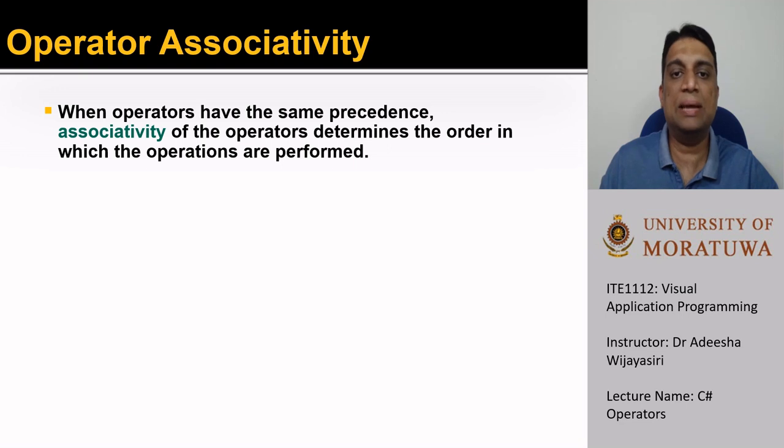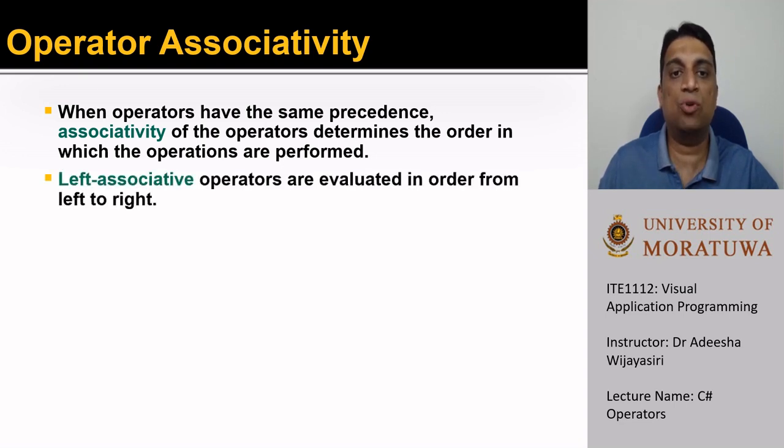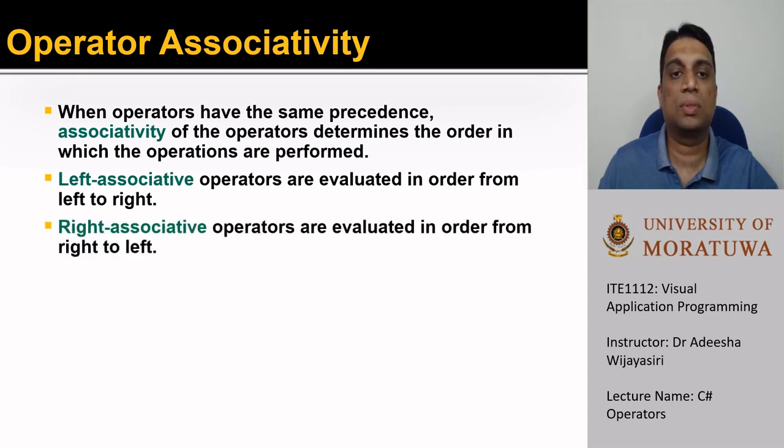When operators have the same precedence, the associativity of the operators determines the order in which the operations are performed. Left associative operators are evaluated in order from left to right. Except for the assignment operators and the null coalescing operator, all binary operators are left associative. Right associative operators are evaluated in order from right to left. The assignment operator, the null coalescing operator and the conditional operator are right associative.